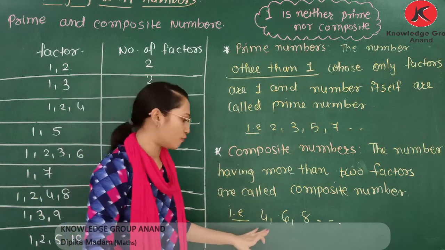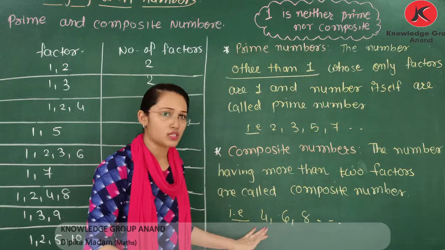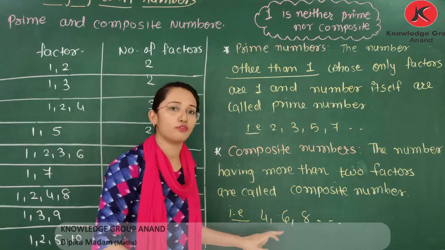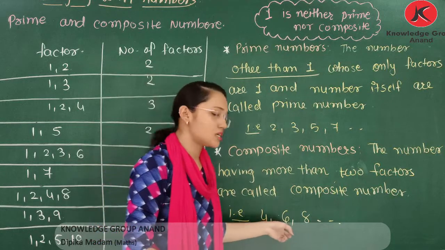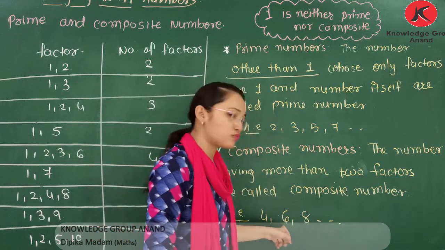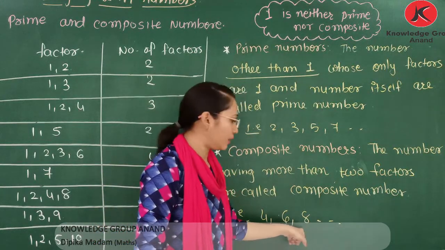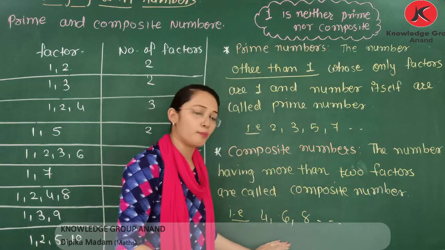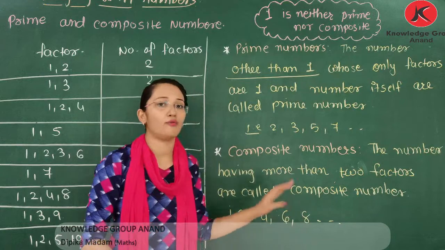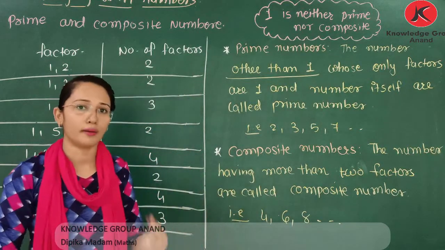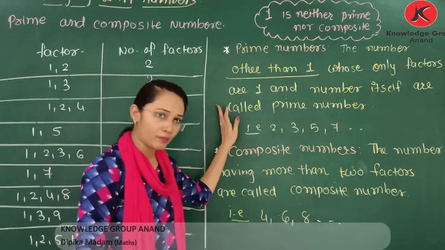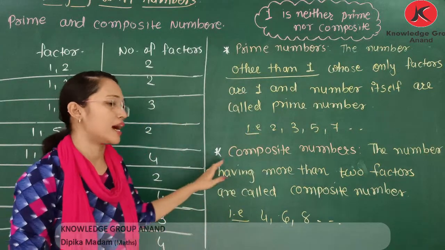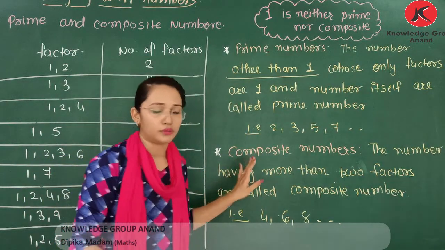Here examples are 4. 4 has 3 factors, 1 and the number 4 itself and one more, 2 2s are 4, that is 2. Same, 6 has 4 factors, 1, 2, 3 and 6. So more than 2 factors are called composite numbers. If a number has 2 factors, that is 1 and number itself, it is called a prime number, and if the number has more than 2 factors, it is called composite.